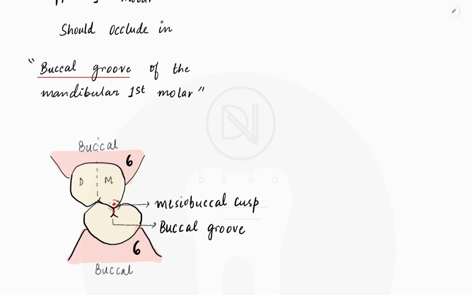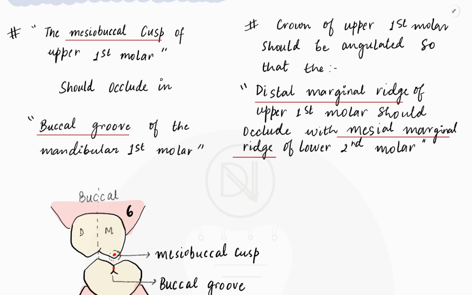In this, there is a second part as well. So for the second consideration of the molar relationship of the upper and lower arch, it has stated that the crown of the upper first molar should be angulated in such a way that the distal marginal ridge of the upper first molar should occlude with the mesial marginal ridge of the lower second molar.